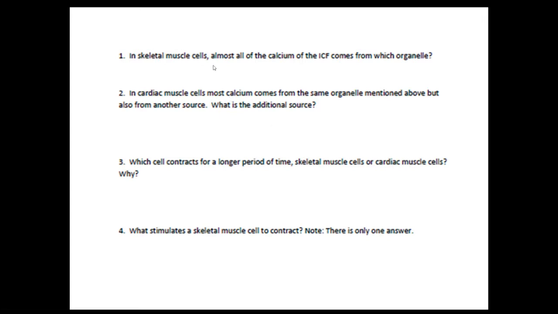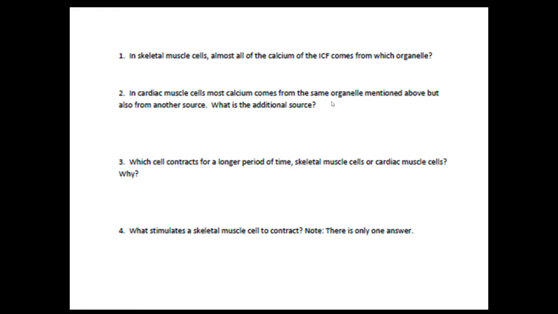In skeletal muscle cells, almost all the calcium of intracellular fluid comes from which organelle? Don't everybody talk at once. In skeletal muscle cells, which organelle releases the calcium? All right, go. The endoplasmic reticulum. Correct. The sarcoplasmic reticulum, which is a smooth endoplasmic reticulum. That is correct. Now, let's contrast that with cardiac muscle cells.